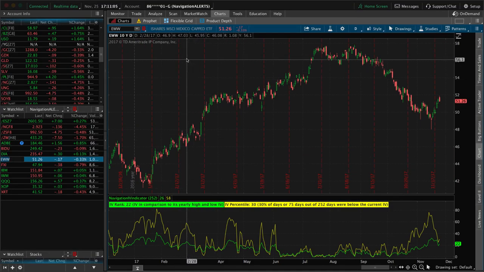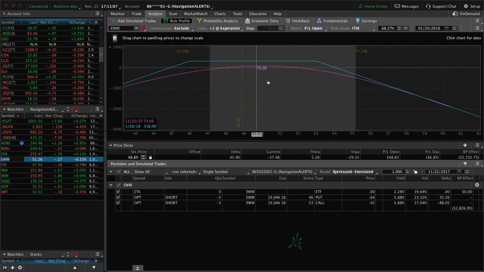Next position, EWW. So we've got a strangle on in EWW. A little bit of profit there, not enough to take off, so we'll continue to wait on that one.